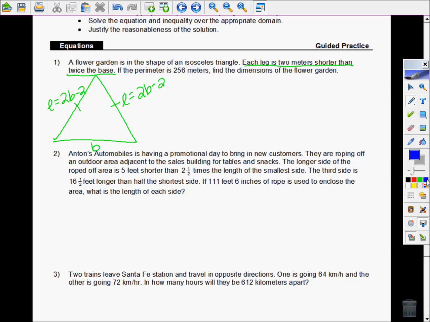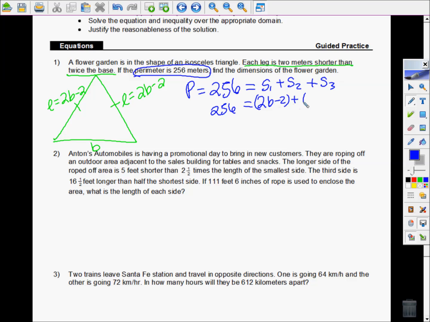So it tells me that the perimeter is 256. So P equals 256 meters. How do you find the perimeter of a triangle? Add all the sides. So it would be S1 plus S2 plus S3. So 256 equals, well, what's one of my sides? 2b minus 2. What's my other side? 2b minus 2.